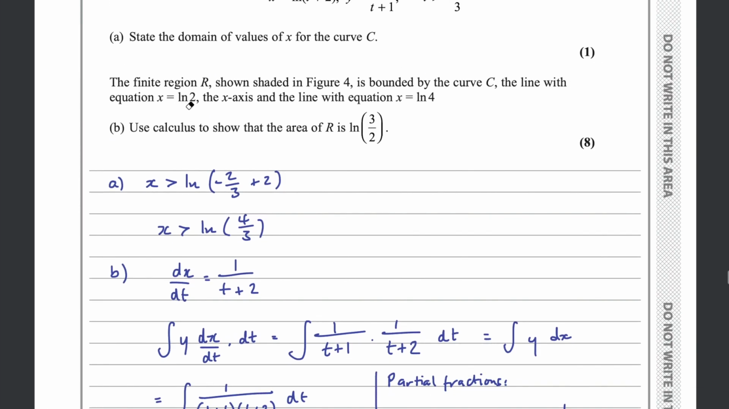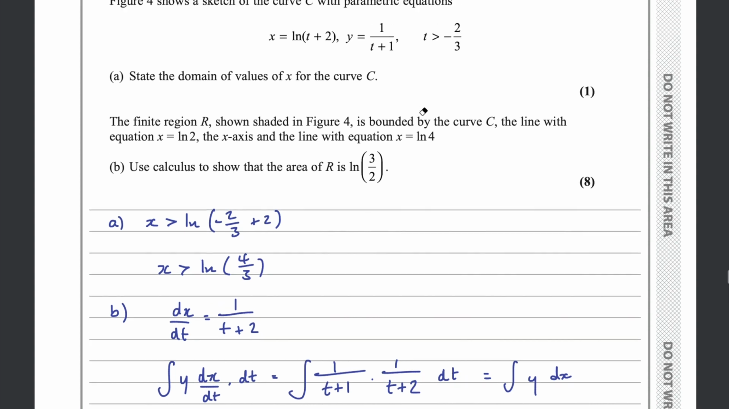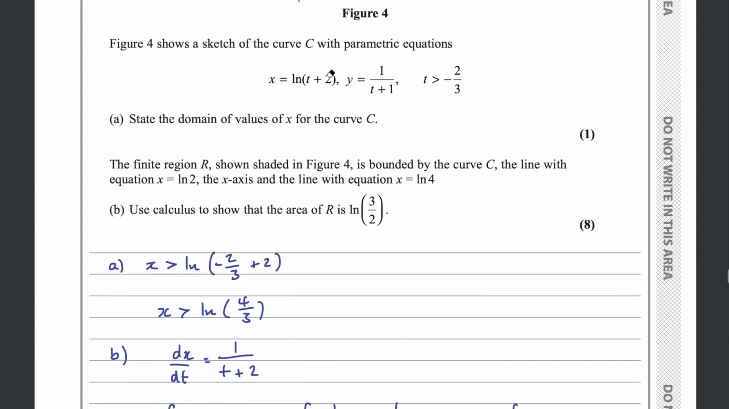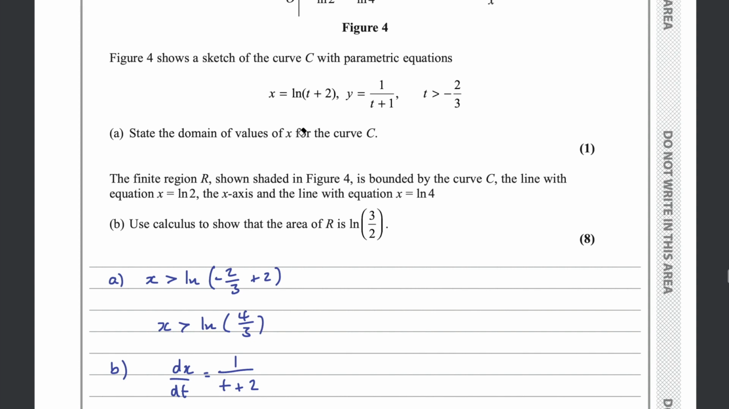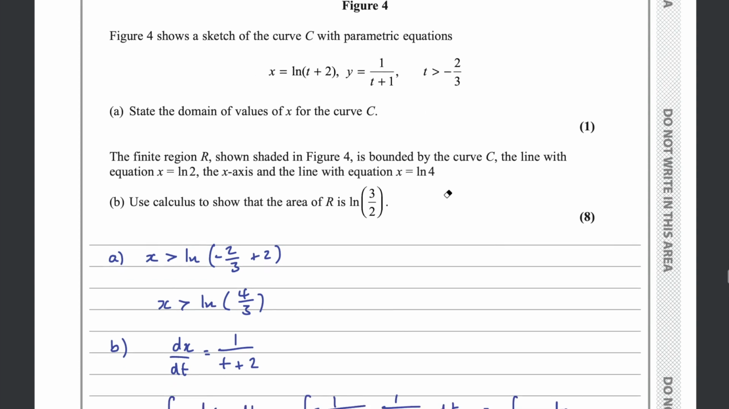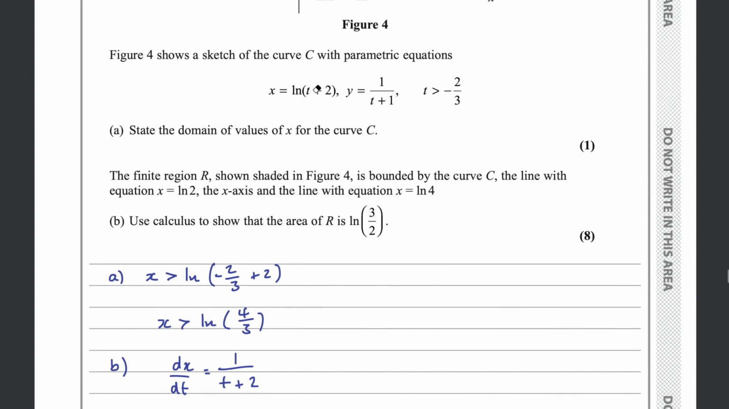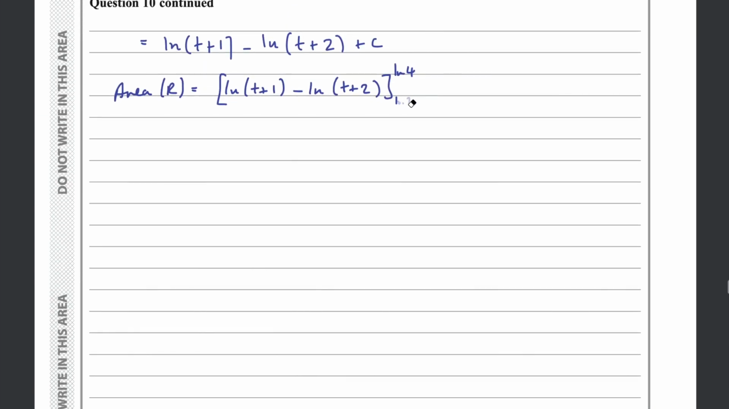It says x equals log 2 and x equals log 4. So we actually have to find the value of t when x equals log 2. If x equals log 2, that means t would be 0. If x equals log 4, that means t would be 2. So we're actually looking for the integral from t equals 0 to t equals 2. So I'll just correct myself there. So it's actually from 0 to 2. So then we can substitute those in and subtract them from each other.